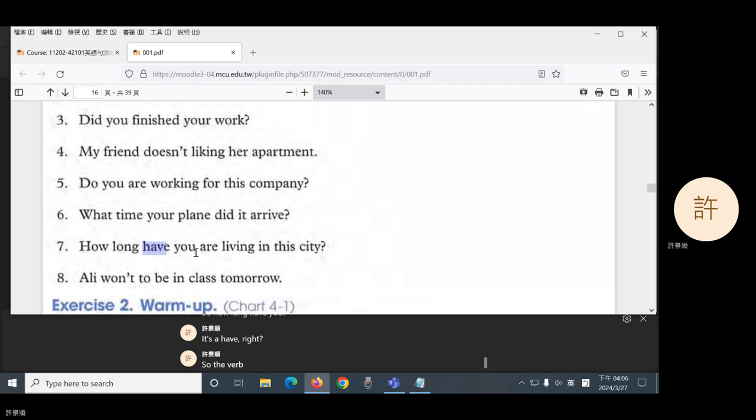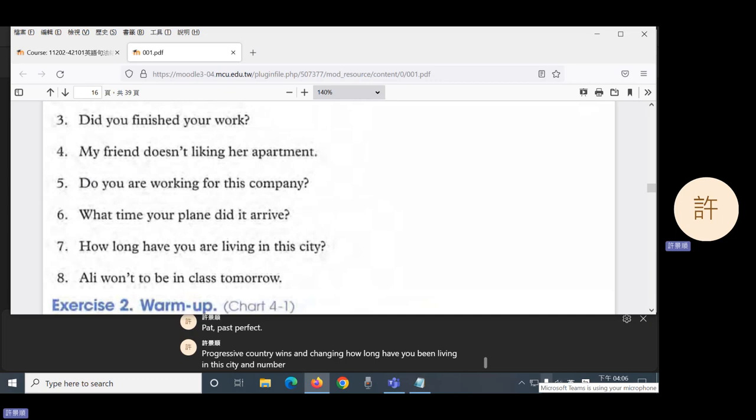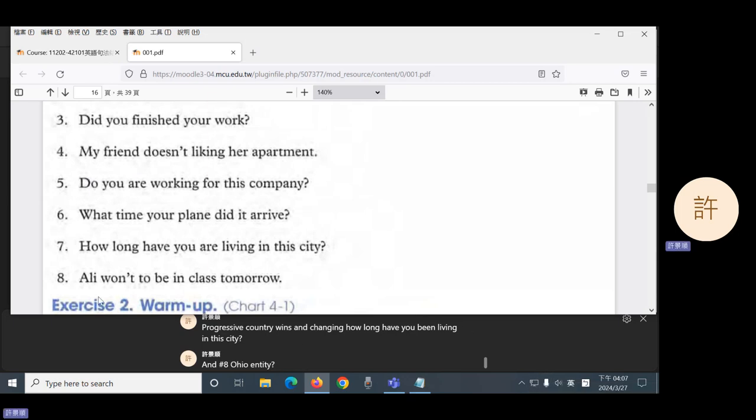Good. Number seven, 李宗伟, did you find the mistake? So how long have you, it's a have, right? So the verb should be past participle, lived. Have you lived in this city? Or you can say, how long have you been living. Present perfect progressive. 过去完成进行。How long have you been living in this city? And number 8, 欧阳琪。Ali won't be in class tomorrow. That is correct. The to is extra, right? Won't is will not. The grammar is the same as will. So you wouldn't say will to be. You shouldn't say will not to be. So Ali won't be in class tomorrow. Good.